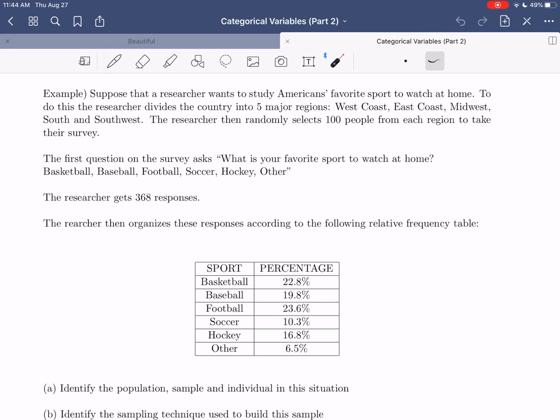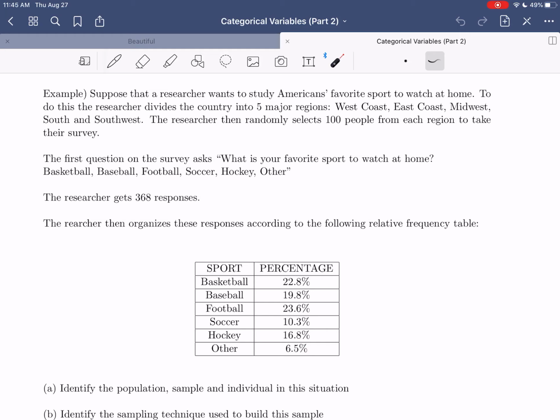The researcher then organizes these responses according to the following relative frequency table. So you'll notice that the information we're being given in this question is a little different than what we did in the previous video. In the previous video, we were given the raw data. This time, it's already given to us in a summarized form, which is the relative frequency table. So here are the categories: basketball, baseball, football, soccer, hockey, and other. And here's the percentage of people that landed in each category. 22.8% identified basketball as their favorite sport, 19.8% identified baseball, 23.6% identified football, 10.3% identified soccer, 16.8% identified hockey, and 6.5% identified some other sport.